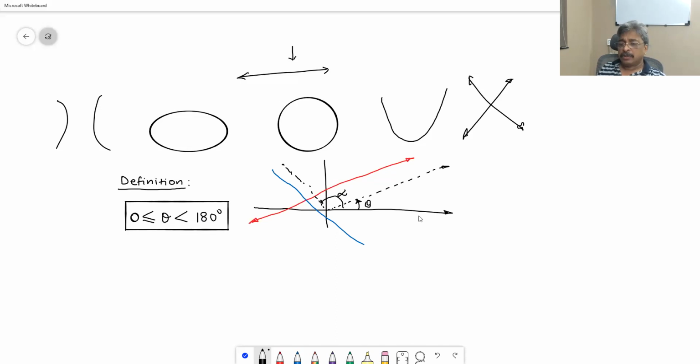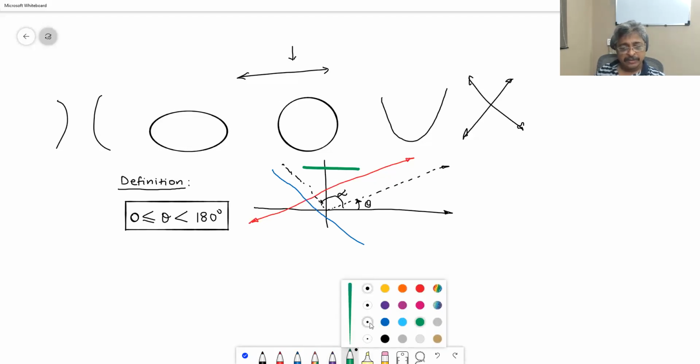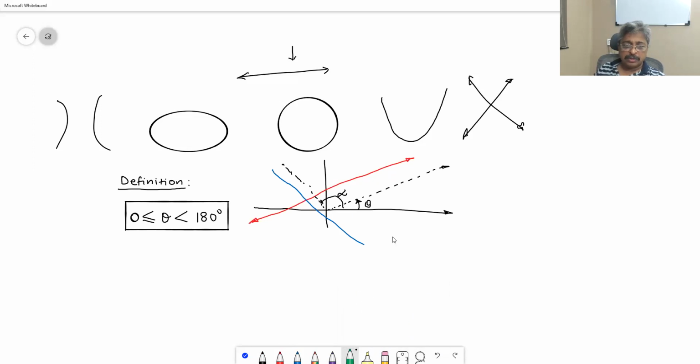You start from the basic position. Suppose your line is horizontal, then its inclination is 0. Is it clear? Okay.